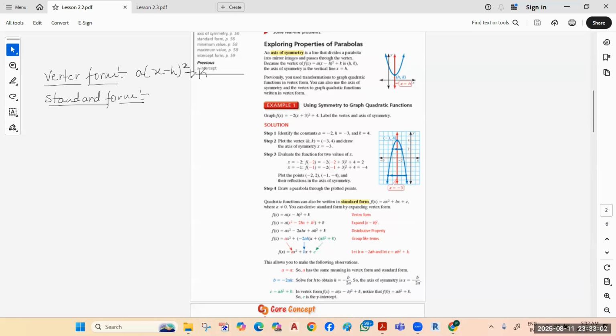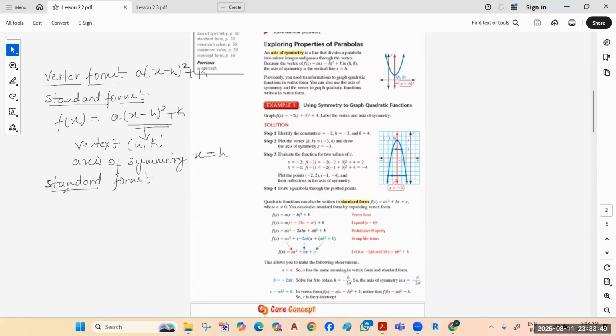Of x equals a. Oh, never mind. A x minus h squared plus k. Now what is this? Vertex or standard form? Vertex. Okay, now tell me from this, what are the coordinates of the vertex? h and k. Okay, very good. And what is the axis of symmetry? h.